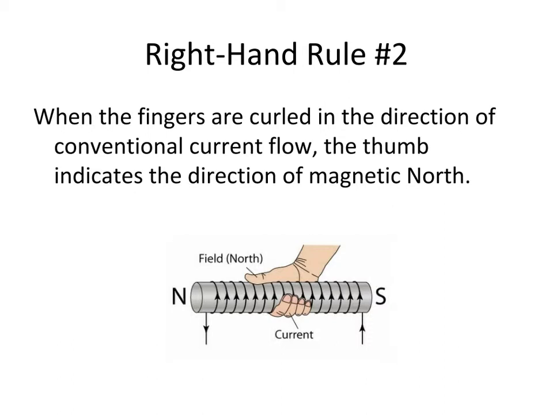The second right-hand rule tells us a little more about solenoids. Here we wrap our fingers around the coil or the solenoid to show the direction of the current. So the current in this case is going up on the front of the coil, and our thumb points in the direction of the magnetic field, which means our thumb points towards the North Pole, like that.